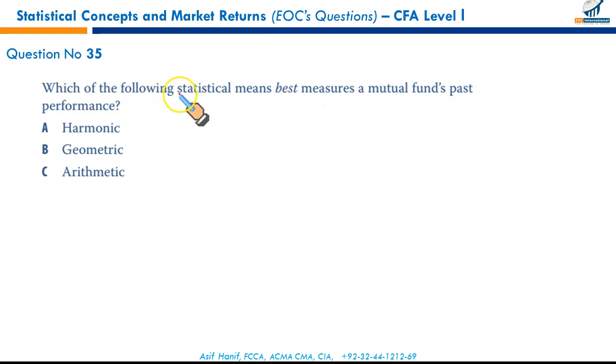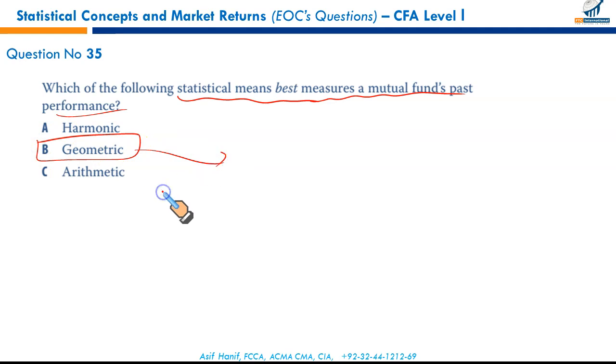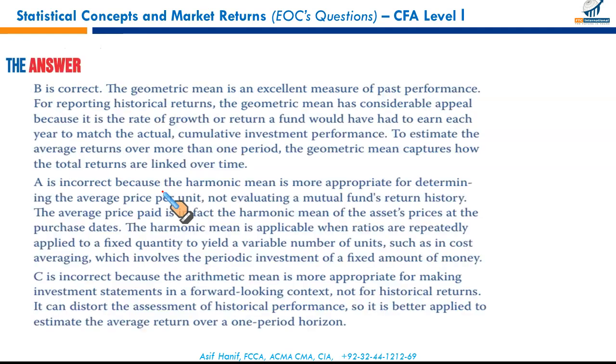Last question. Which of the following statistical means best measures multiple fund past performance? Multiple funds past performance, as we have discussed in detail, that if you need to calculate the multiple performances over an extended past period, we use geometric return. That makes B to be the correct option, and B it is, and that ends our reading with EOC questions completely.